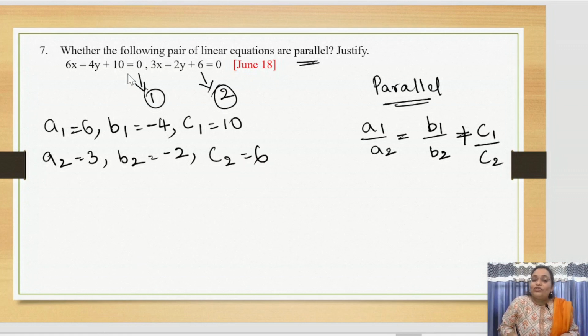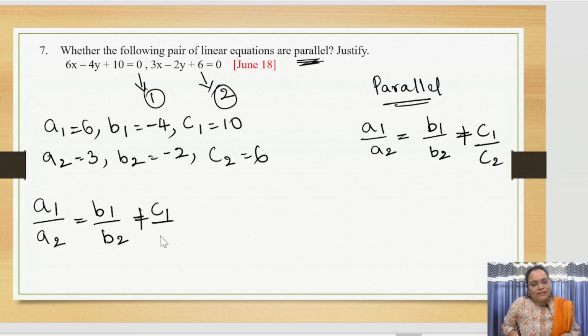Okay, so we need to show that these two equations are parallel. Clear? Now, what is the condition? It is a1/a2 = b1/b2 ≠ c1/c2.